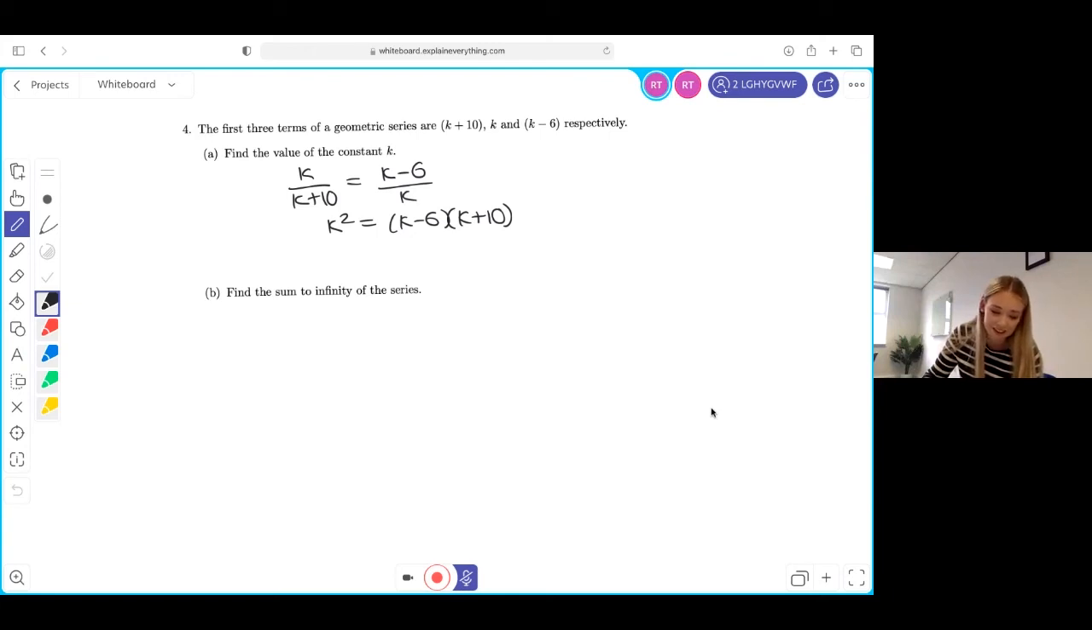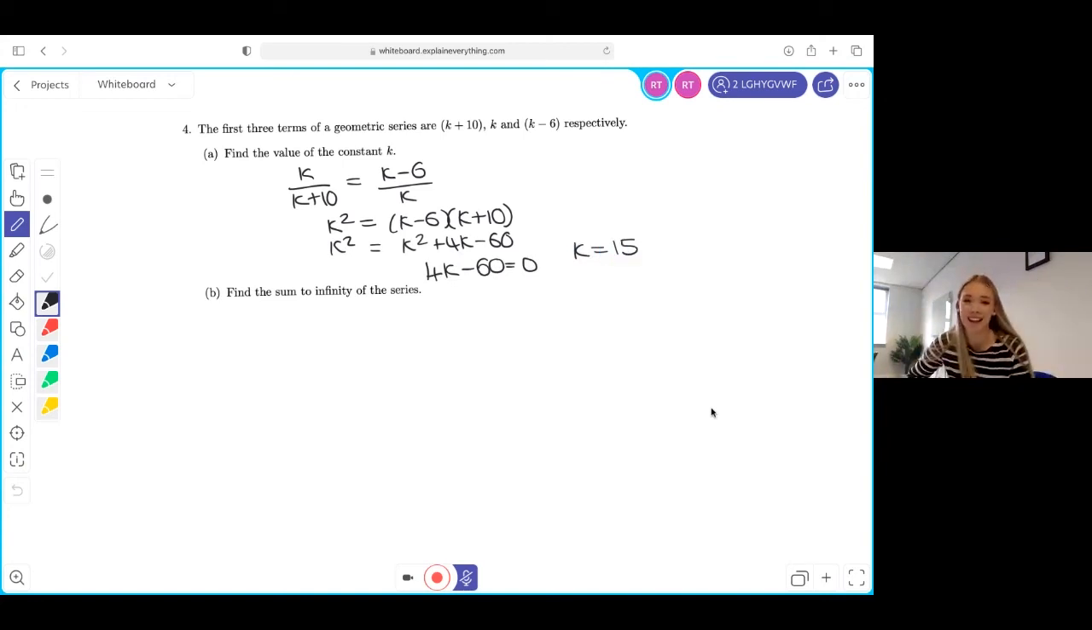That gives k squared plus 4k minus 60 on one side, k squared on the other. So then we have 4k minus 60 equals 0. Our k squareds will cancel out. And then we can solve that for k and get k is 15.